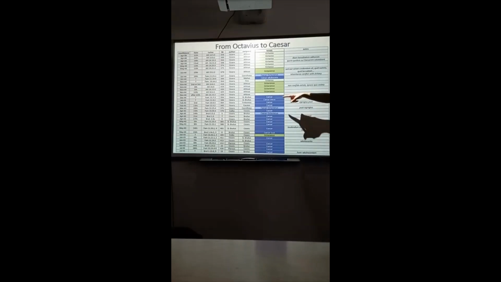And then we can see from the end of 44 and beginning of January, Cicero starts to call him Caesar a lot more, particularly when he's writing to Caesarians, so supporters of Caesar, deceased.